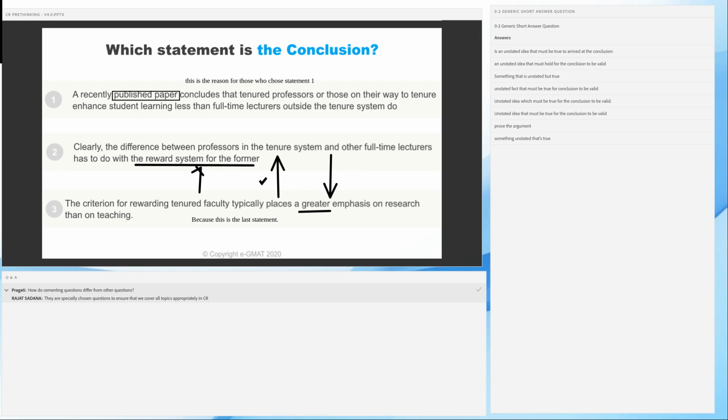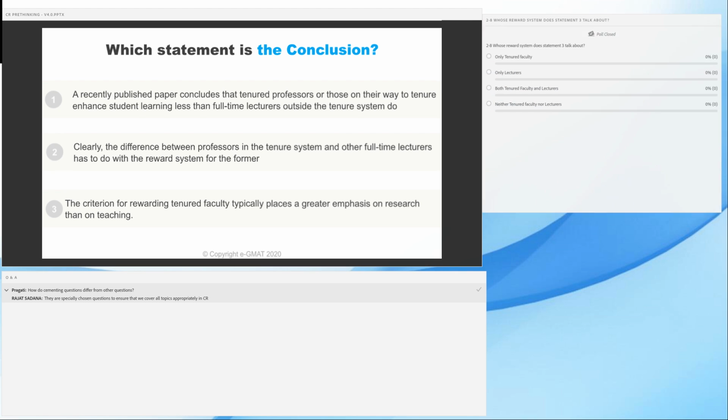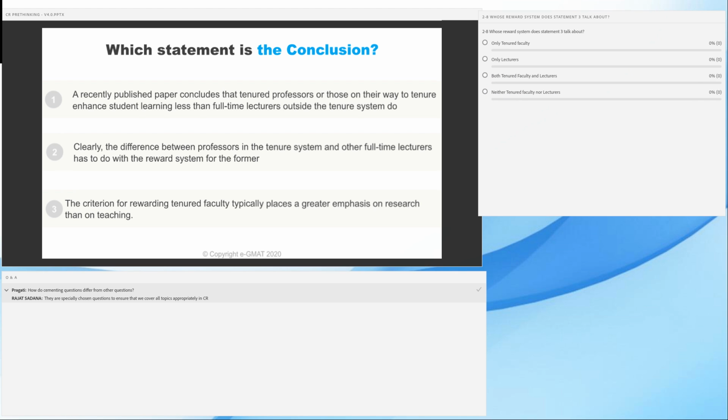So now I want to ask you another question. Now I'm going to clear the mess that I made here on this slide so that we have this. And this is where understanding the argument's really important. Okay. So let me bring this up here. Whose reward system does statement three talk about? Is it just tenured faculty, just lecturers, both tenured faculty and lecturers, or neither? Whose reward system does statement 3 talk about?